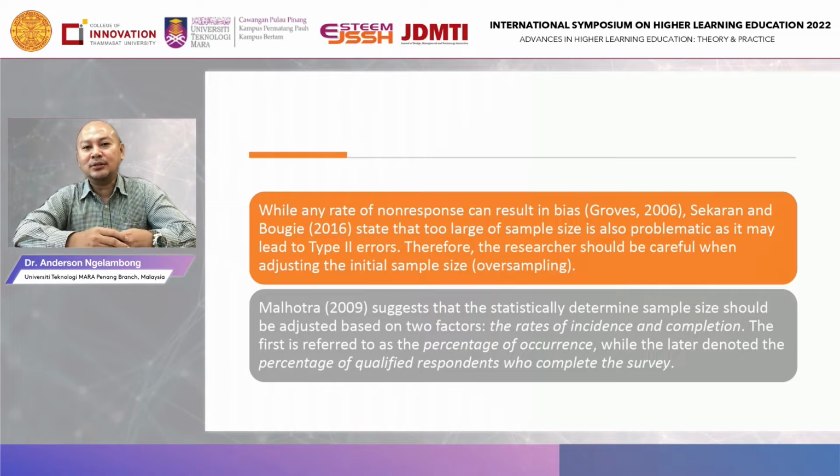Malhotra suggests that the statistically determined sample size should be adjusted based on 2 factors. So I introduce 2 things here to calculate the sample size based on oversampling. There is a formula, and in the formula you should know the rates of incidence and completion. The rate of incidence refers to the percentage of occurrence, while the rate of completion refers to the percentage of qualified respondents who complete the survey.